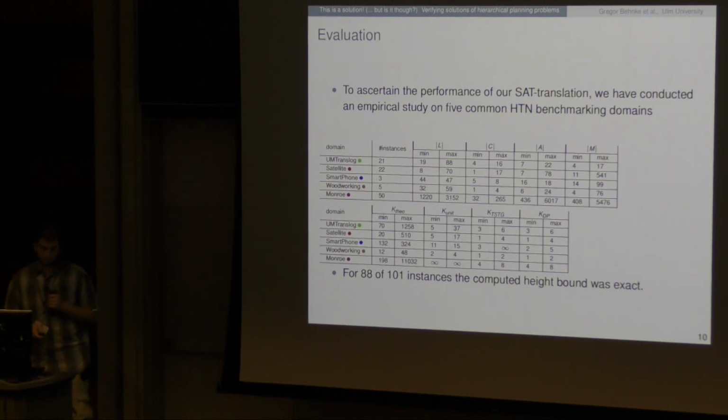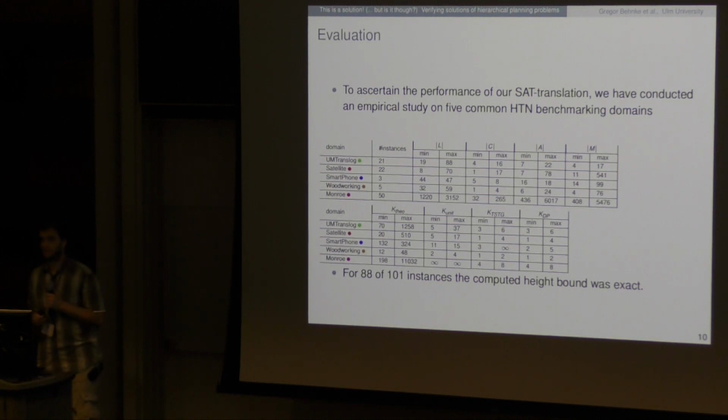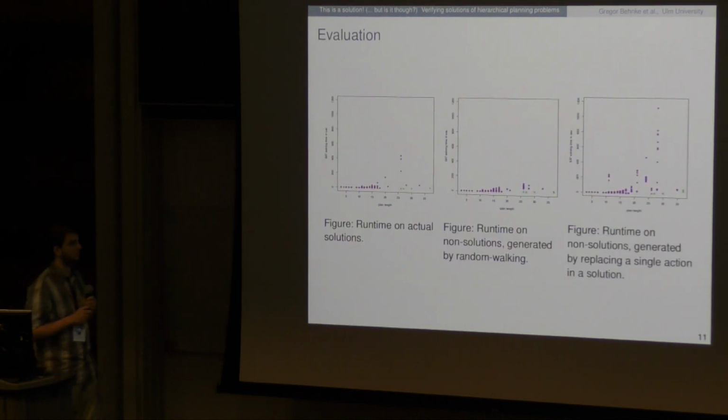And from our evaluation, we saw that out of the 101 instances, for 88 of them, the K we computed using these 4 methods was actually exact, meaning with 1 K lower, we could not verify the solutions anymore, because the smallest decomposition tree that exists has actually the size K we computed.